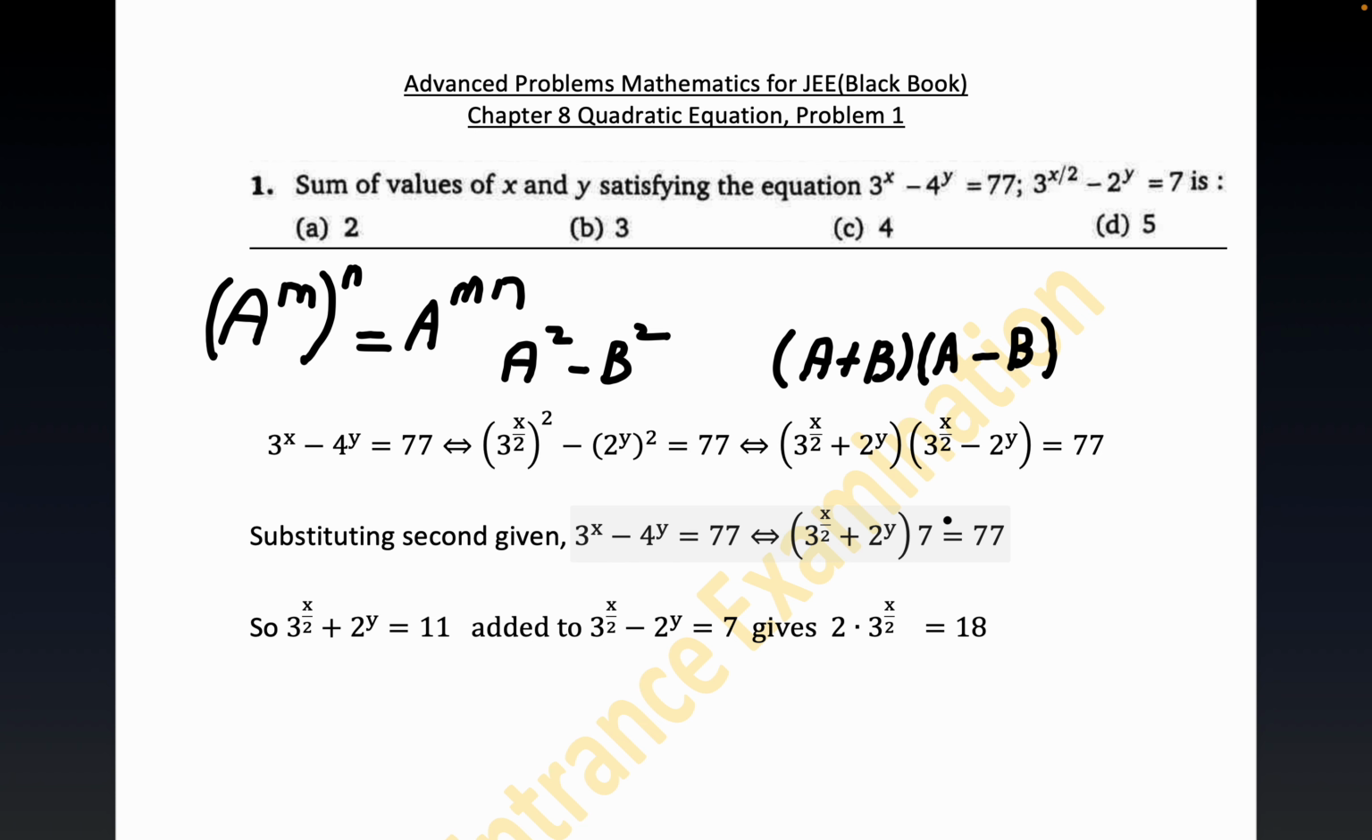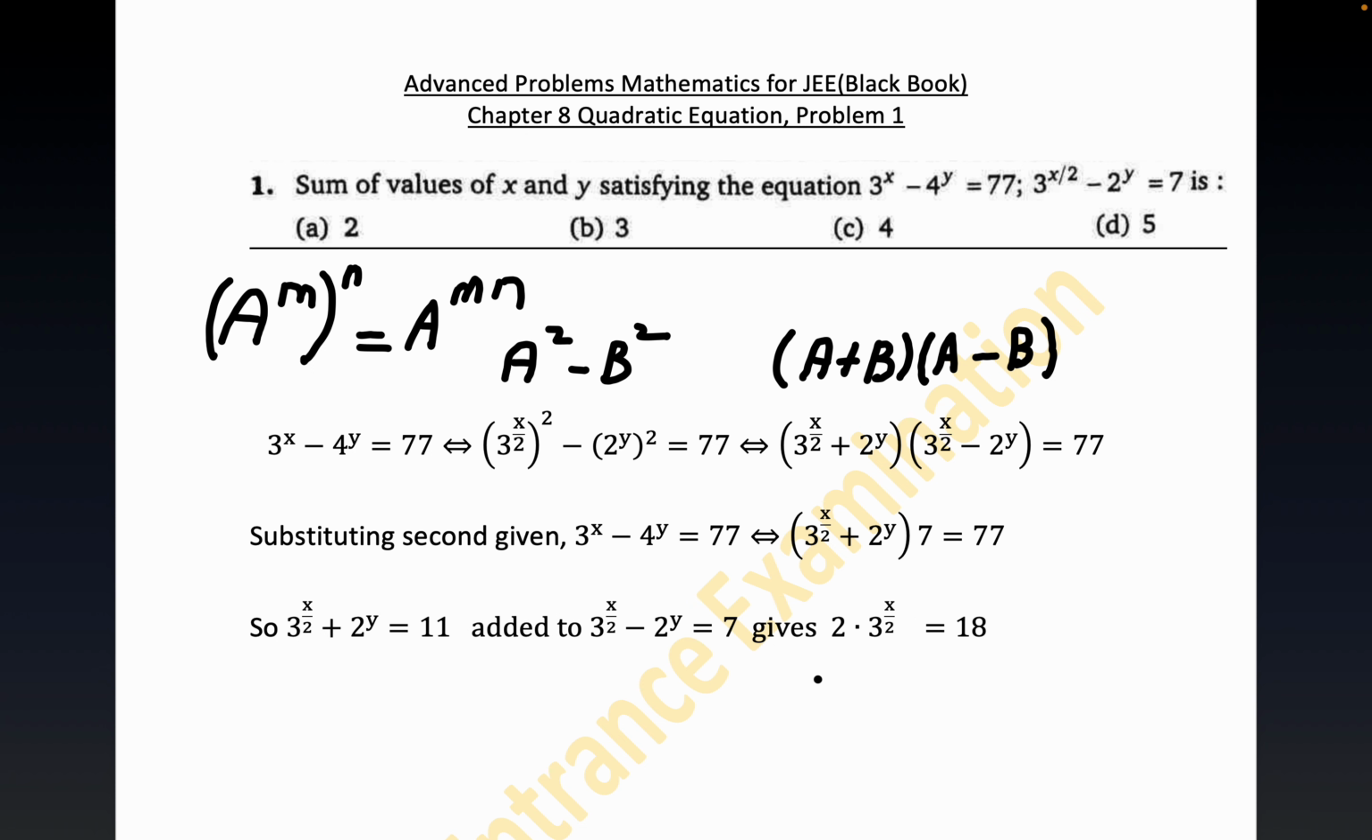So this very next line is we literally replace the 7 with what it's equal to, okay? And then if you add this result again to this, you get this result right here. You're just adding and you're eliminating 2 to the y. You see, if you add this object to this object, the 2 to the y's cancel, and you get 2 times 3 raised to the x over 2 is equal to 18.